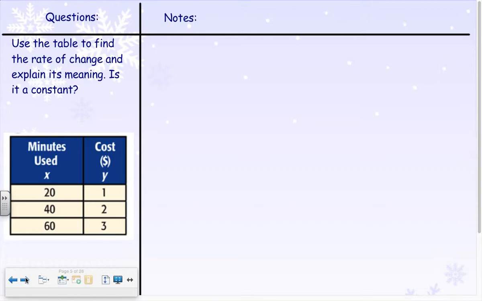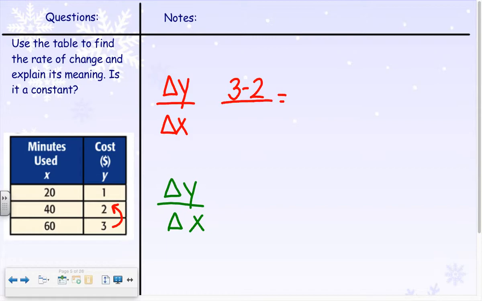All right, now we've got another table. We'll do the change in y over the change in x. Again, I like to start at the bottom of my table, so from 3 to 2. So 3 minus 2 gives me 1, and then 60 minus 40 equals 20. So 1 over 20. So for every 20 minutes used, the cost is $1.